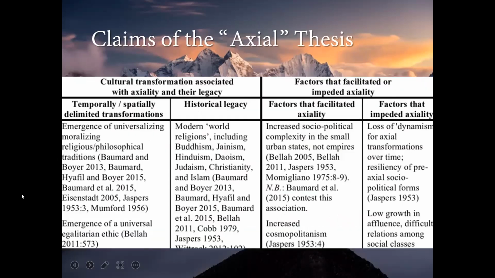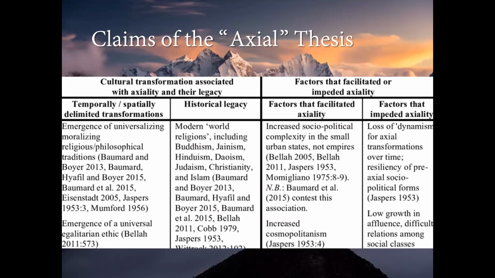And you can see here a little chart just to give you some of the cultural transformation, and then factors that, this is some of the claims that some thinkers make on the basis of this. And again, one of the things, the emergence of universalizing, moralizing religious philosophical traditions. I would say less notable is the emergence of a universal egalitarian ethic. And remember, modern world religions are produced by this. It gives a list of them, stuff I've already talked about before.